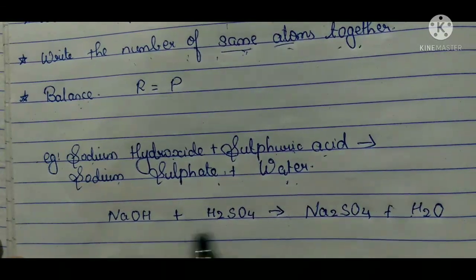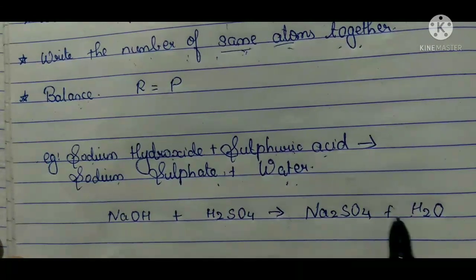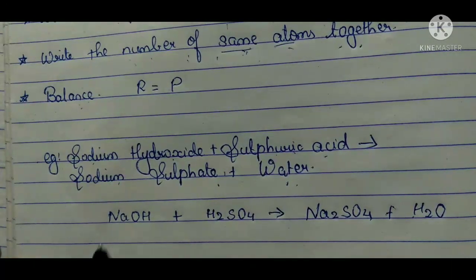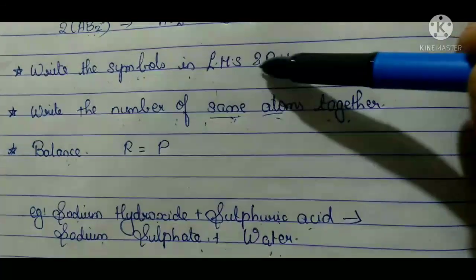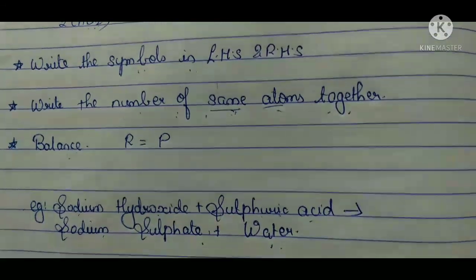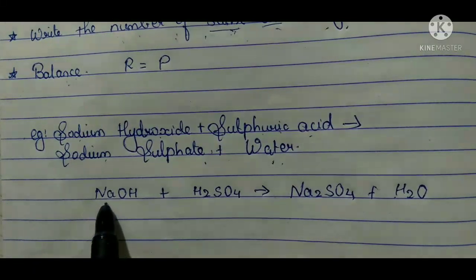Okay, so while writing an equation, always leave this space so that you can write the numbers. Now, first step, what was the first step? You have to write the symbols in LHS and RHS. Now how to write the symbols? Pay attention.